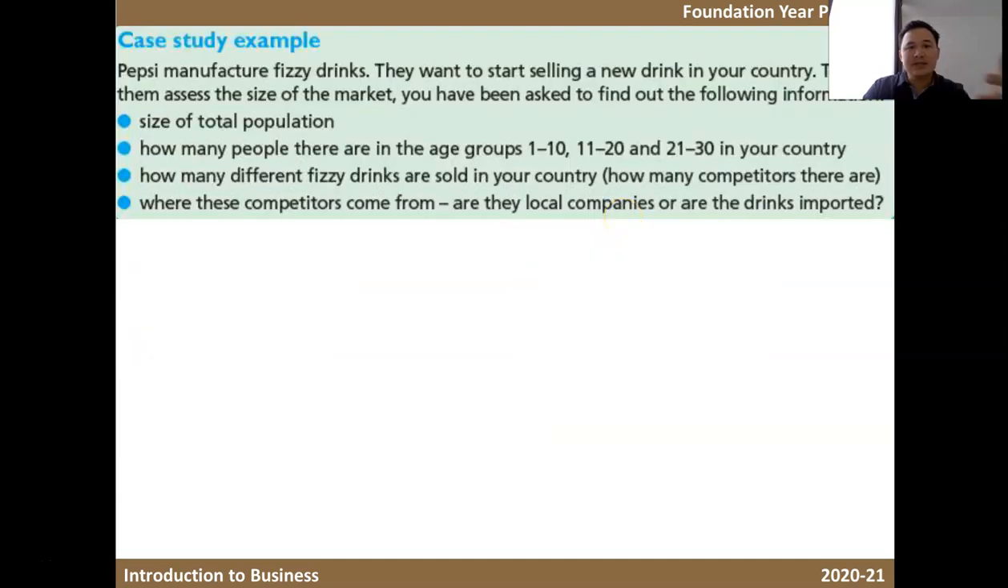Okay, so let's get an example. I'm going to ask you to pause and read the text here, but okay, just read it, please. Now, the question is, where do these competitors come from? Are they local companies? Who are the competitors? How many different fizzy drinks are there in your country? So you want to start selling a new drink, and you want to know who your competitors are. And then the question is, where do you get this particular information?